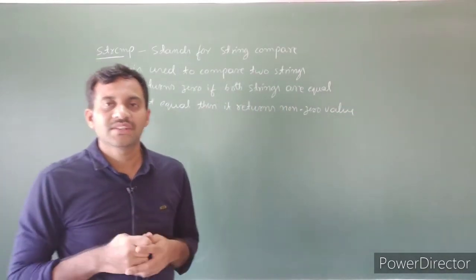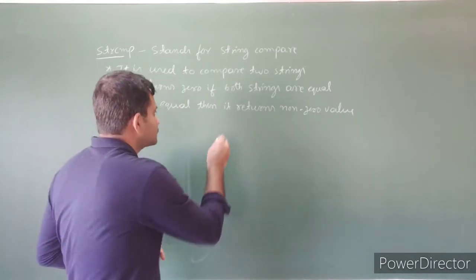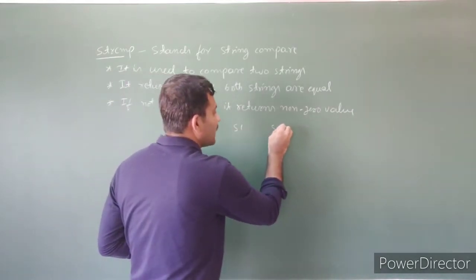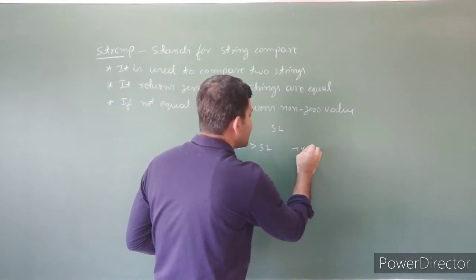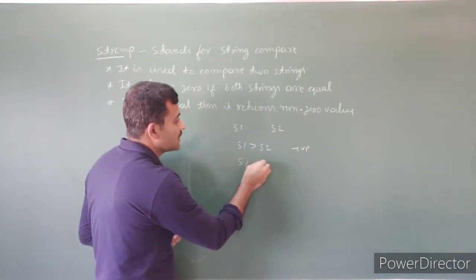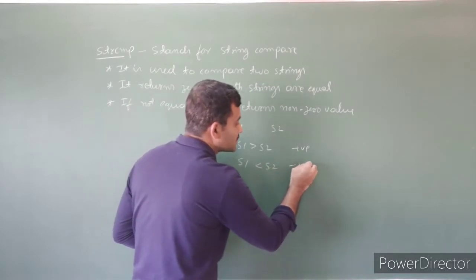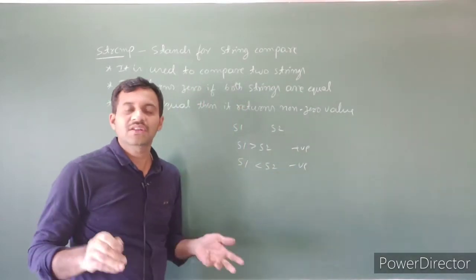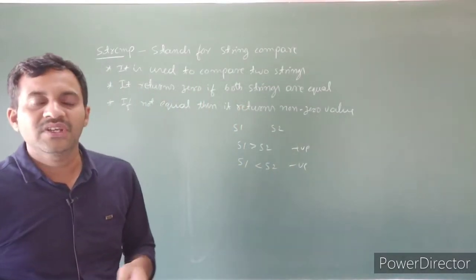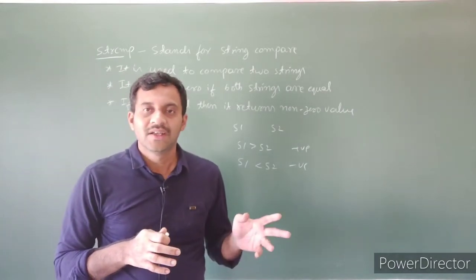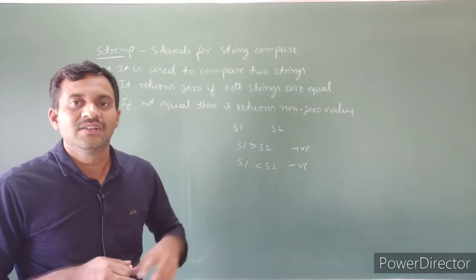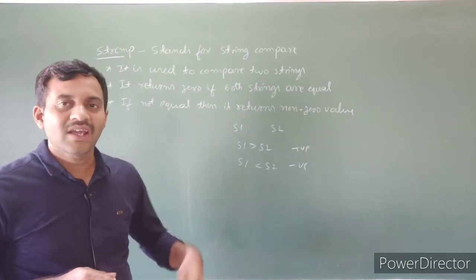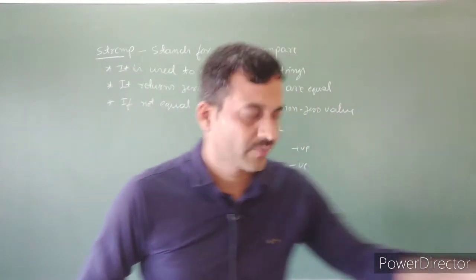If there are two strings S1 and S2, and S1 is greater than S2, then it returns a positive value. If S1 is less than S2, then it returns a negative value. Both are non-zero values. If all characters of the given strings are the same, then it returns 0. It is a case sensitive comparison.